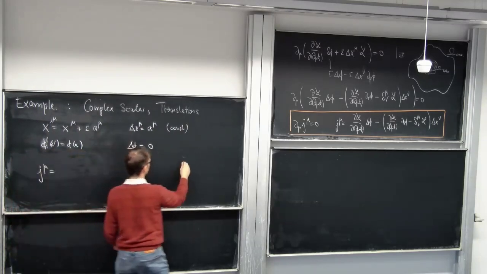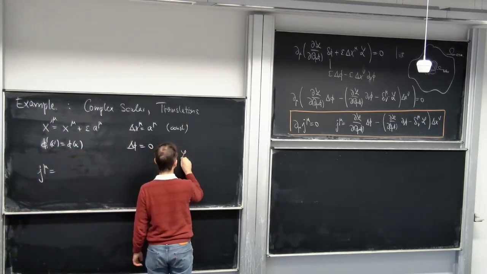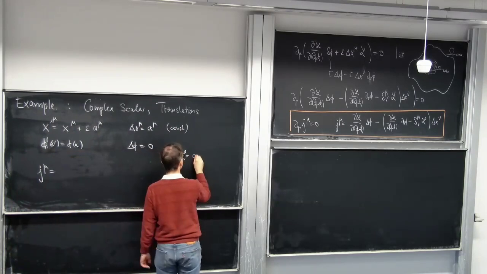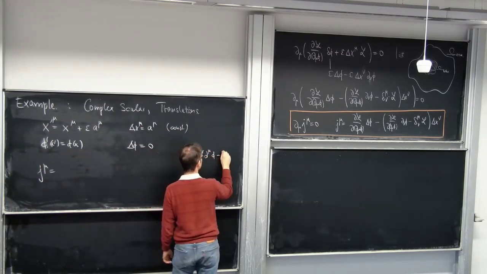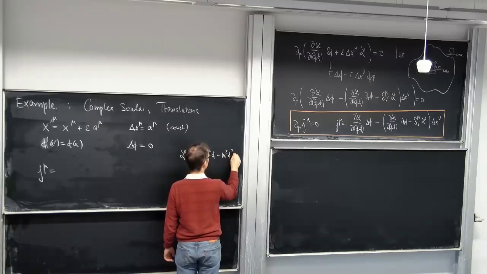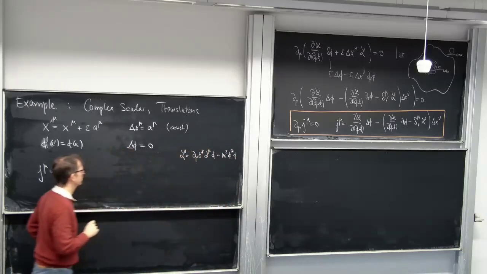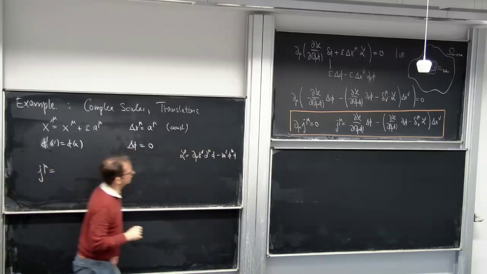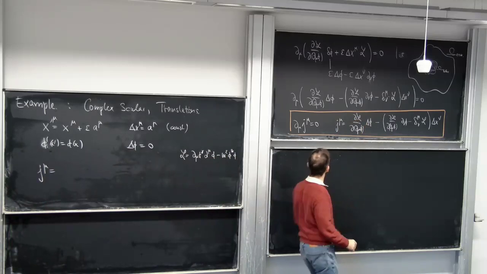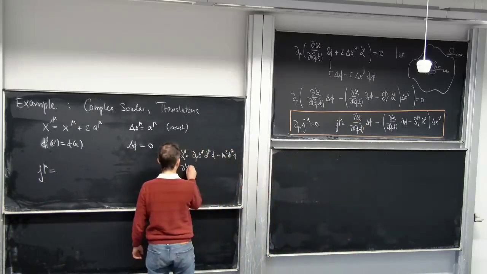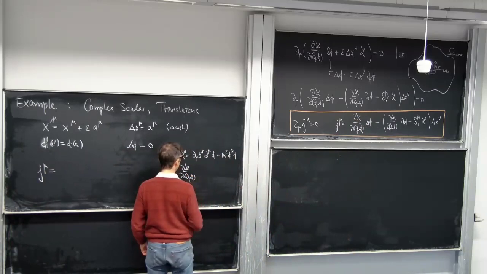The complex scalar: we have to have the Lagrangian, so it's d mu phi star d mu phi minus m squared phi star phi. And so what we need is this derivative dL by d d mu phi.